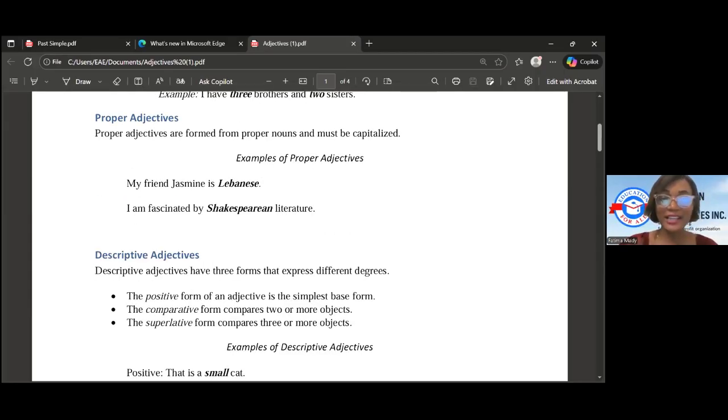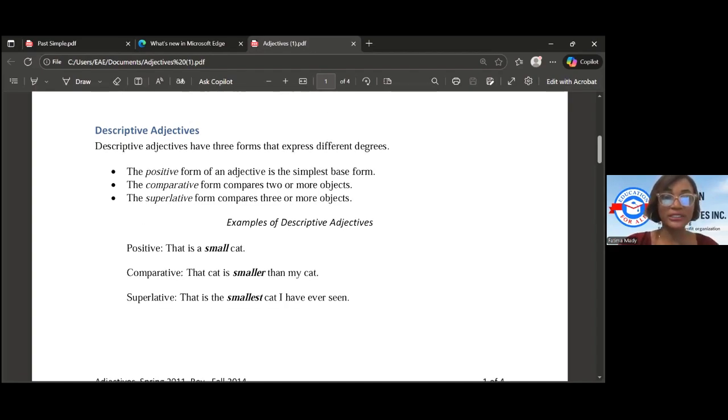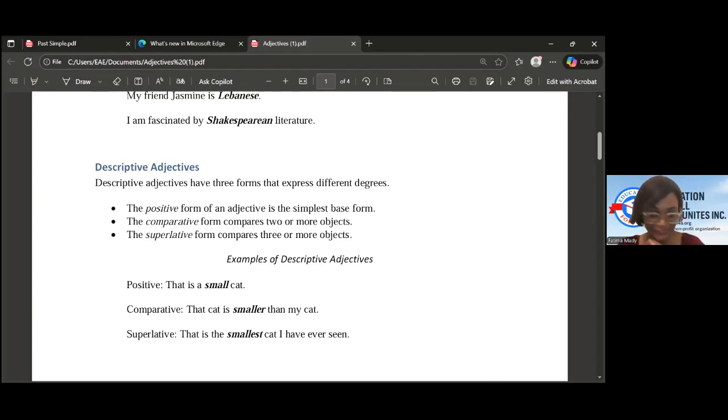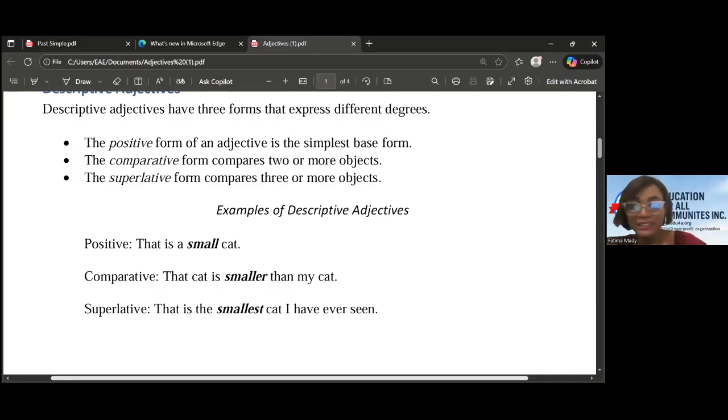And as Karim rightly said, that was correct. He spoke about positive, comparative, and superlative adjectives. So that is a small cat, positive. If it's negative, we're going to say that is not a small cat. And comparative, we're going to say that cat is smaller than my cat. And superlative, that is the smallest cat I have ever seen, right? So that's just what we did yesterday.